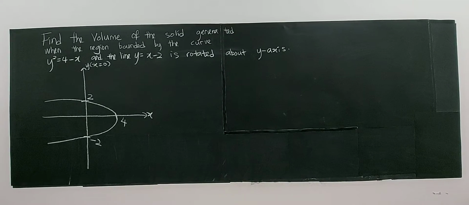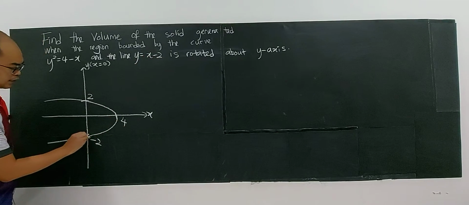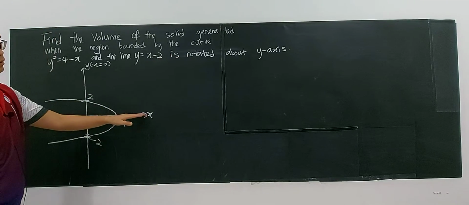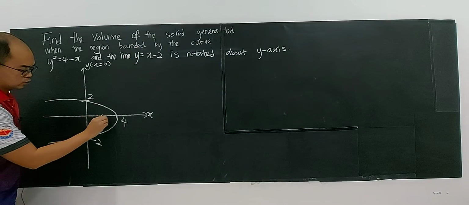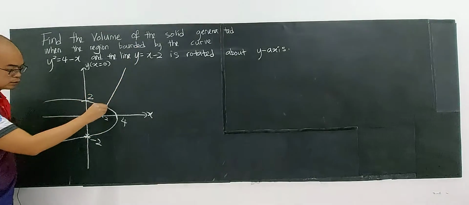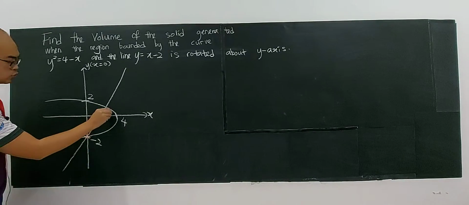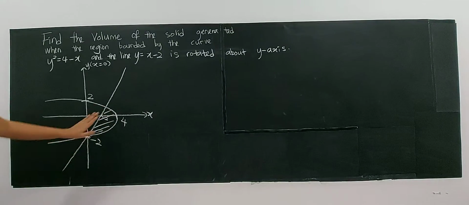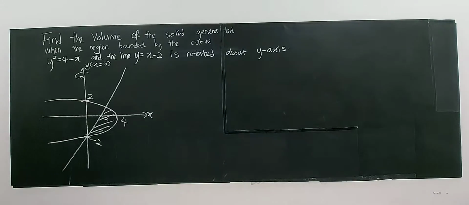So let's sketch the graph for y equals x minus 2. Minus 2 means it will intersect the y-axis at negative 2, and intersect the x-axis where y is 0, so x will be 2. So the graph will be this way. Let's look at the region bounded by these two curves, and now this region is going to rotate about the y-axis.